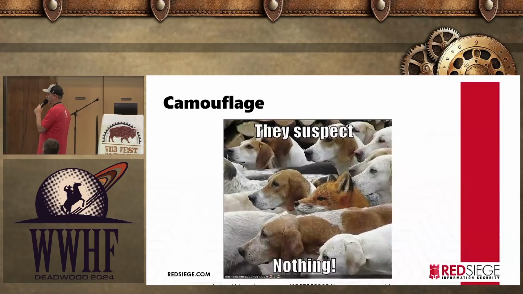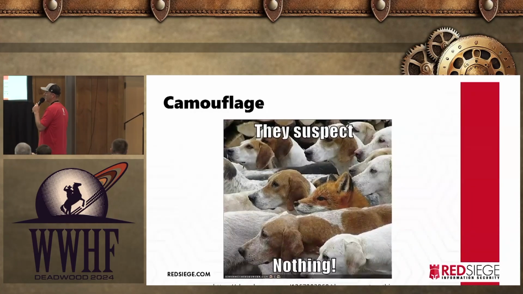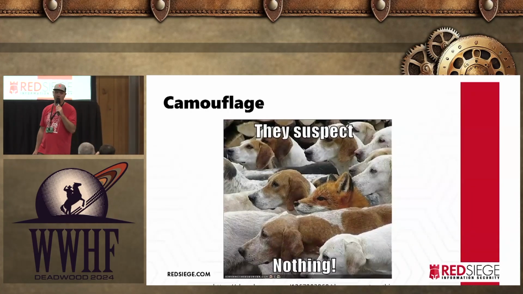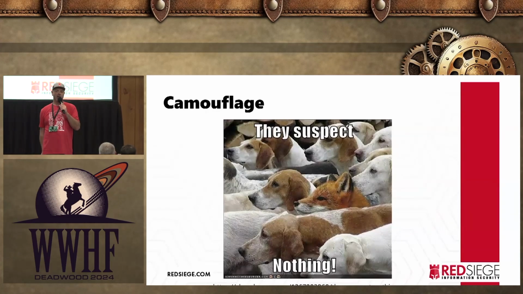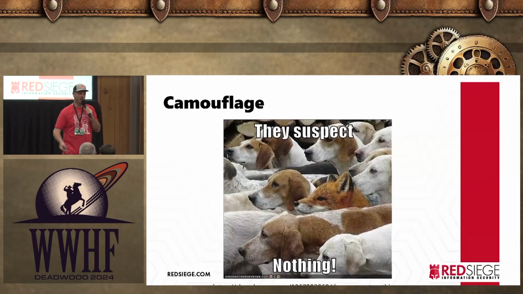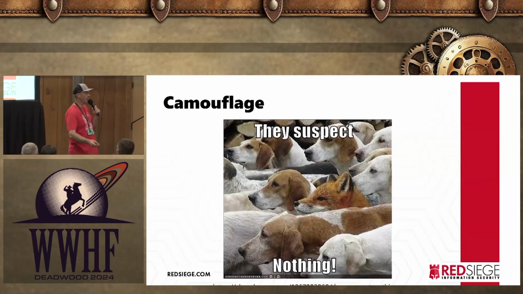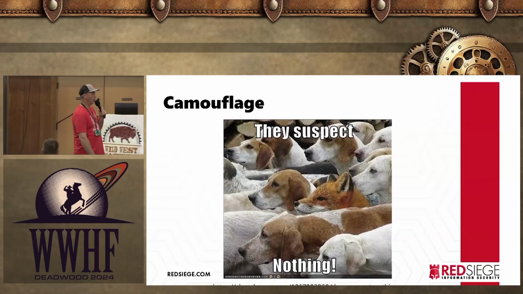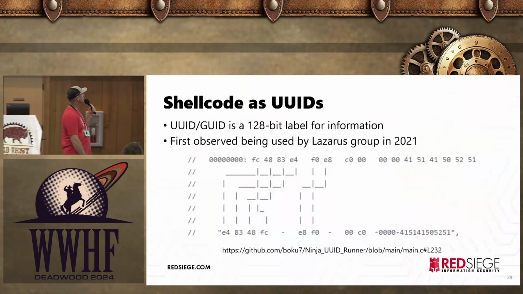What about camouflage? Let's make it look like something else. So if everyone here is wearing a Red Siege t-shirt, only the Red Siege employees know that you are not a Red Siege employee. Everyone else is like, that person worked for Red Siege, that person, or Black Hills. We see lots of Black Hills shirts. We don't know who works for Black Hills, and we're all wearing their stuff. So let's make our shellcode look like someone else's stuff.